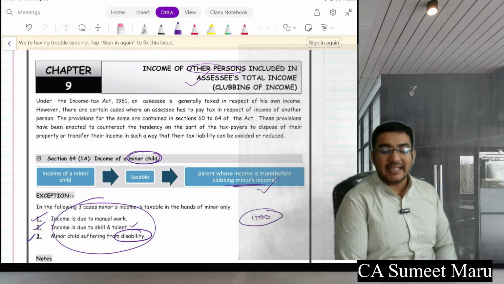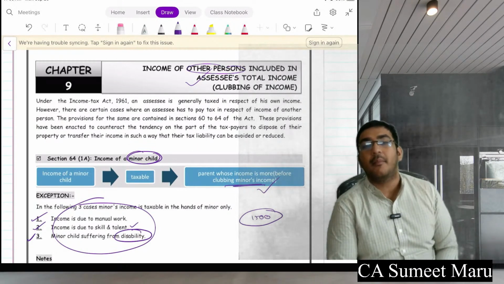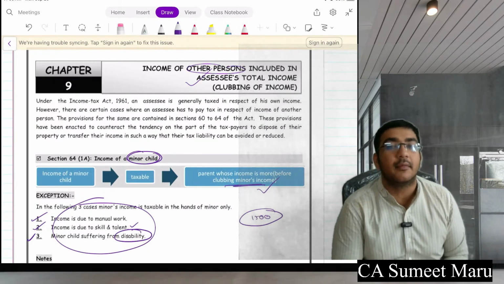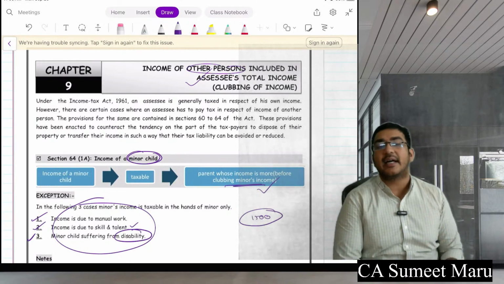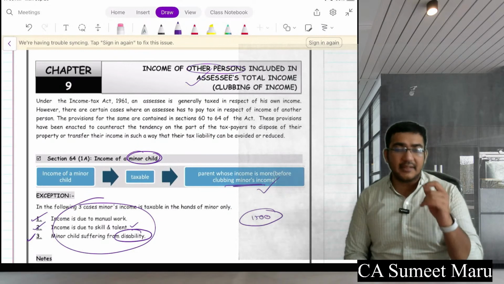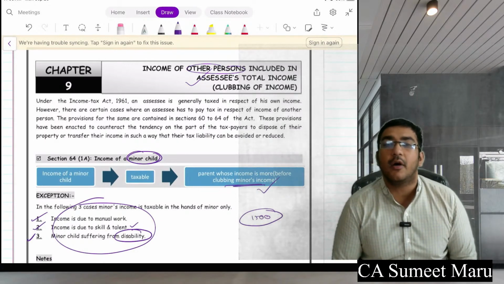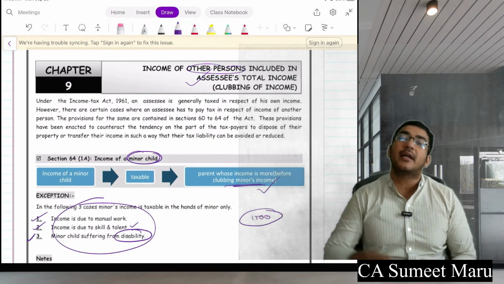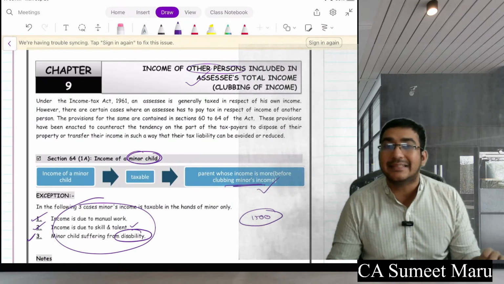Thereafter, we started with the next chapter, that is clubbing of income, the income of other persons including in your assessee's total income. In the clubbing of income, please see the first thing was the income of a child. Income of child will be clubbed in the hands of parents whosever income is higher.